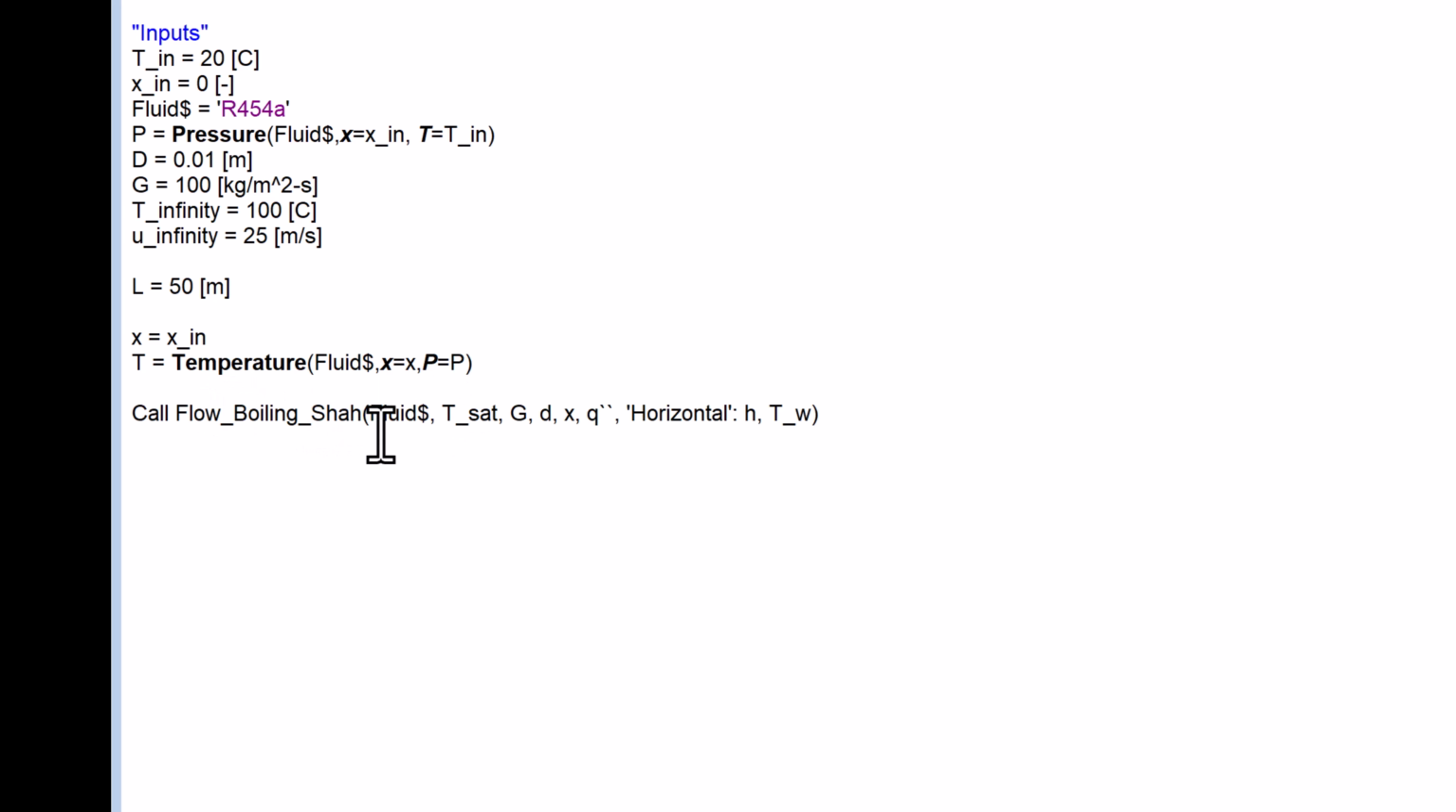So you see the Shaw correlation requires the fluid, the temperature, right? So this is just T of the fluid, the mass flux, the diameter, the quality, and then the heat flux, right, which I don't know. And this can either be horizontal or vertical. We're going to do horizontal because it's a horizontal tube. And it gives me back the heat transfer coefficient associated with the flow boiling and the wall temperature.